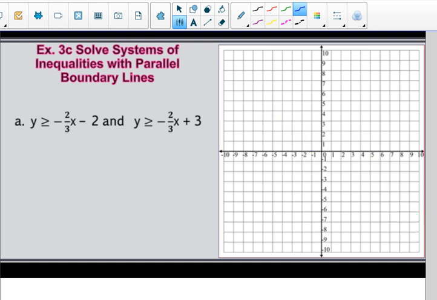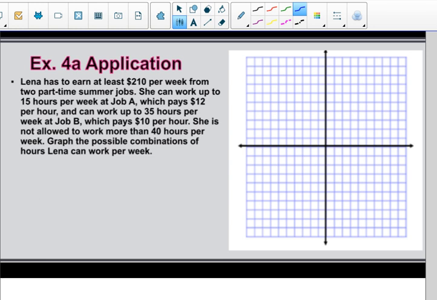You may do 3C and 3D yourself for more practice. And an application problem. Here it says Lena has to earn at least $210 per week from 2 part-time jobs. She can earn up to 15 hours per week at job A, which pays $12 per hour, and she can work up to 35 hours per week at job B, which pays $10 per hour. She is not allowed to work more than 40 hours per week. Graph the possible combinations of hours Lena can work per week.